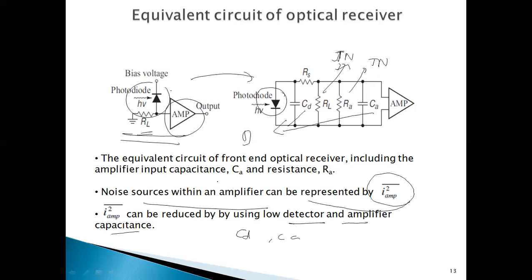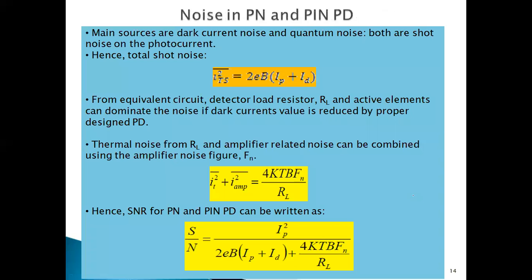Apart from the noise that we have learned before, the thermal noise and the shot noise, we also have this amplifier-related noise, defined as iM squared, the mean square value of the amplifier noise current. So we have now understood the noise types that exist in our optical receiver circuits.